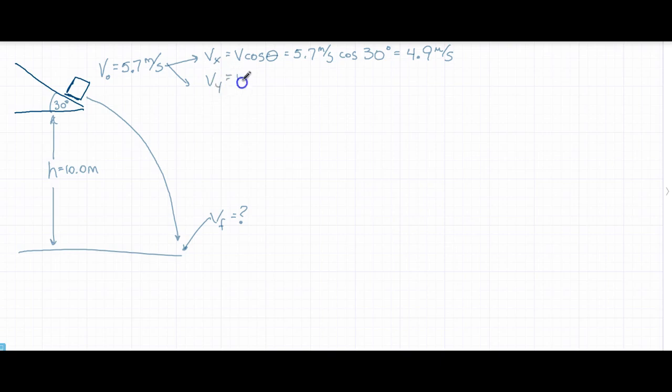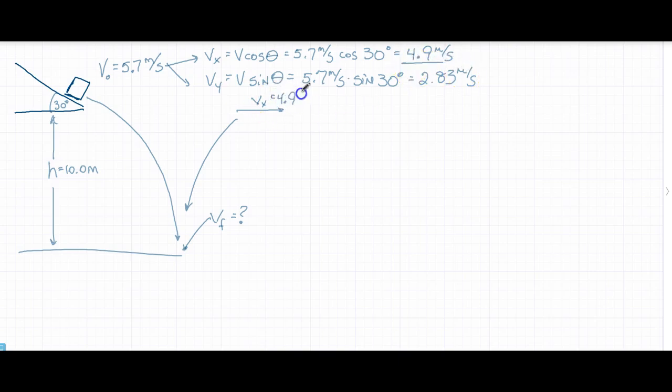Likewise, I can find the y component very similarly by multiplying v times the sine of the angle. I get 5.7 meters per second times the sine of 30 degrees. And when I run that through my calculator, I am getting 2.83 meters per second. So now that I have the x and the y components of velocity, I should recognize that if I'm ignoring air resistance, the x component of velocity is not changing. So the x component of velocity when it lands right here is going to be just the same as it was when it started. So we know it's going to be 4.9.